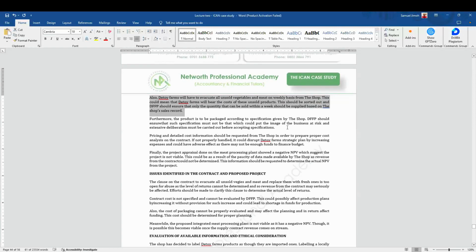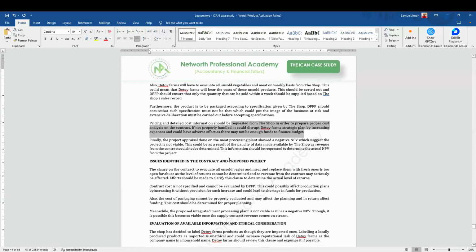Then the packaging. I picked issue on the packaging. I also picked issue on the costing and all that. Then the project appraisal is negative, which suggests that it is not viable. A possible reason why it's not viable could be that the data might not be complete. The revenue items might not be complete. Of course, we were not told what will come from using the machine for the DShop proposal. The revenue did not come in, so that could have helped in making the project to be profitable.